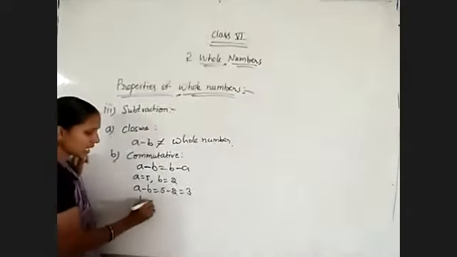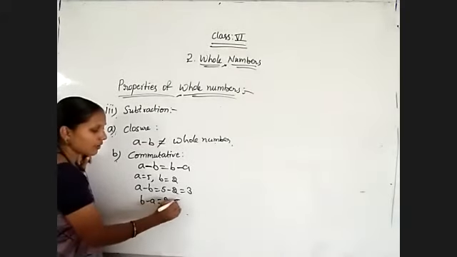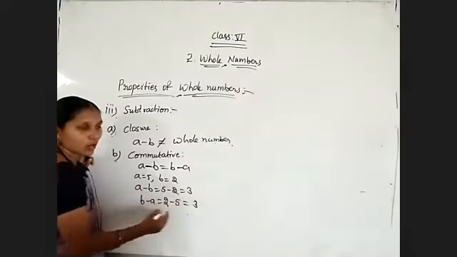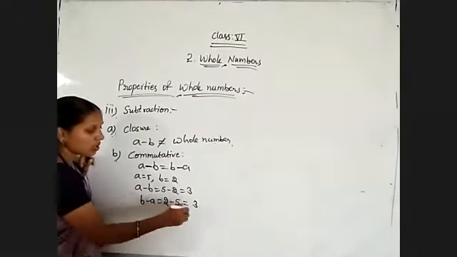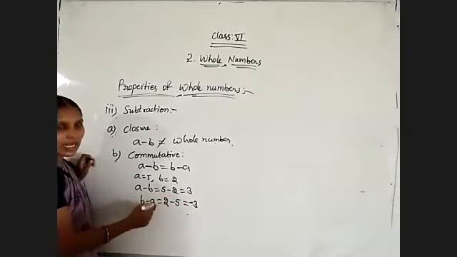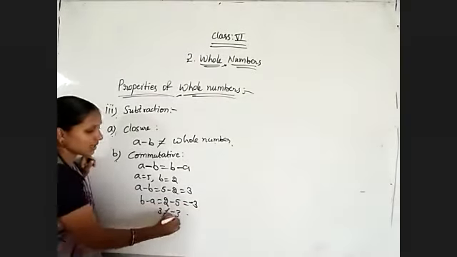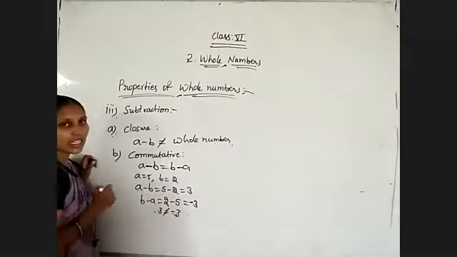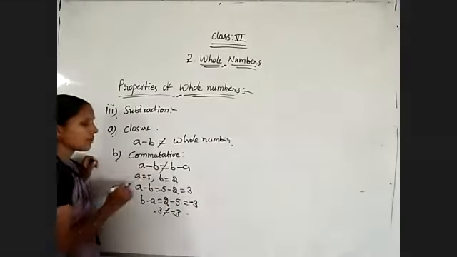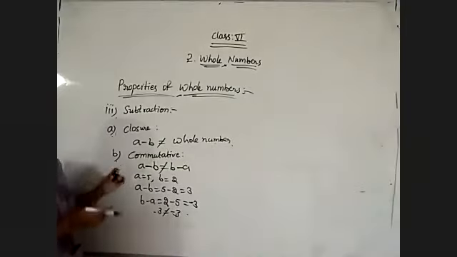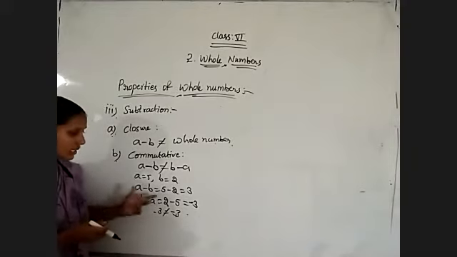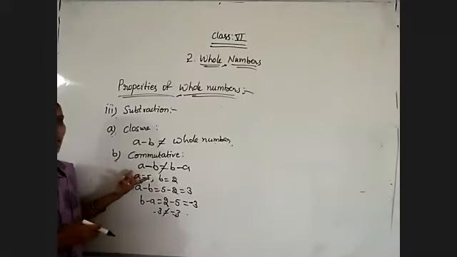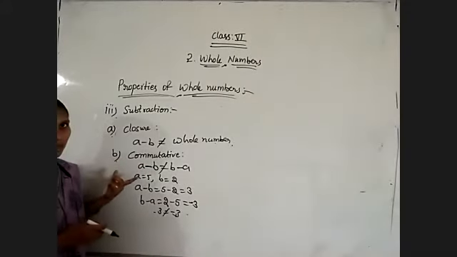What is B minus A? B value is 2, A value is 5. 2 minus 5. 5 is greater than 2, so the difference is 3, but 5 is having a negative sign, so minus 3. Is 3 equal to minus 3? No, both are different. This is a positive value and this is a negative value. That means A minus B is not equal to B minus A. If you have any doubt, take some more examples and check. So it is not possible. That's why subtraction also is not commutative for whole numbers.